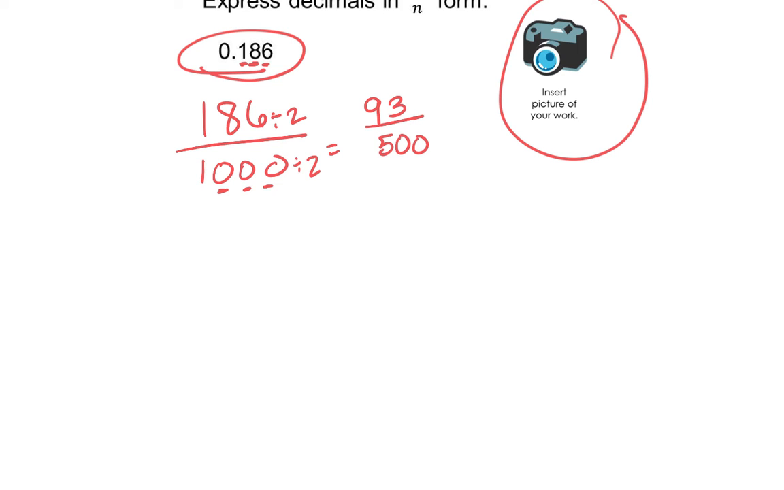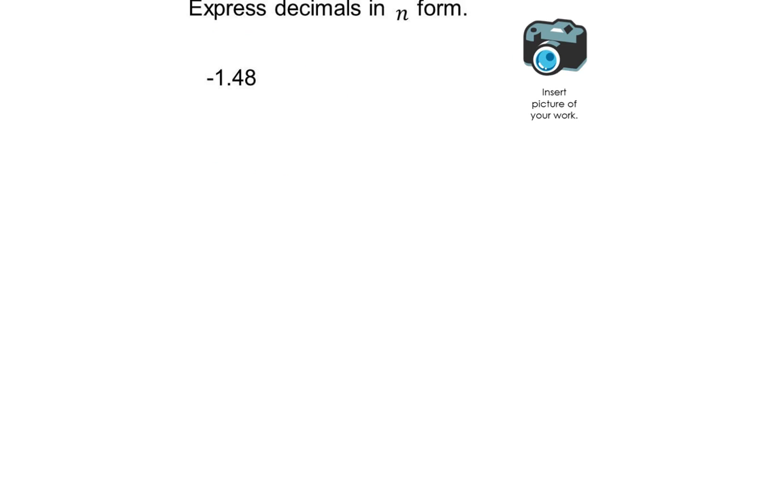All right, now I'm going through to see if I can simplify this one. See here, they're not both even numbers, so I can't divide by 2. I cannot divide by 3 because I can't divide 500 by 3. Can't divide by 4. Definitely can't divide by 5. Can't divide by 6. 7, 8. I'm done. I think 93 is a prime number, so that's your final answer. So take a picture.